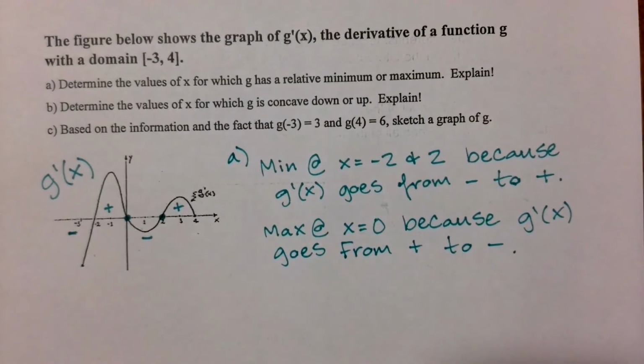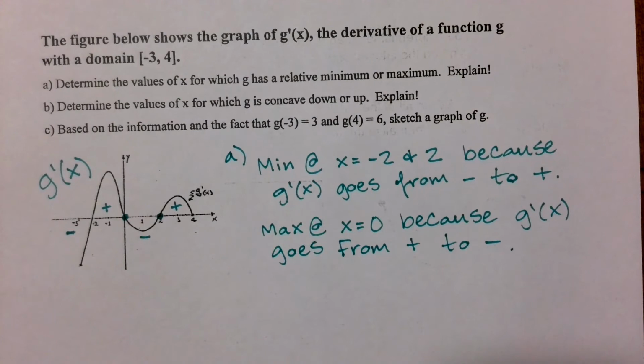For part B, we're determining the values of x for which g is concave down or concave up. Okay, so remember we just learned about concavity, that you go all the way down to g double prime. So I may not know exactly what g double prime looks like.